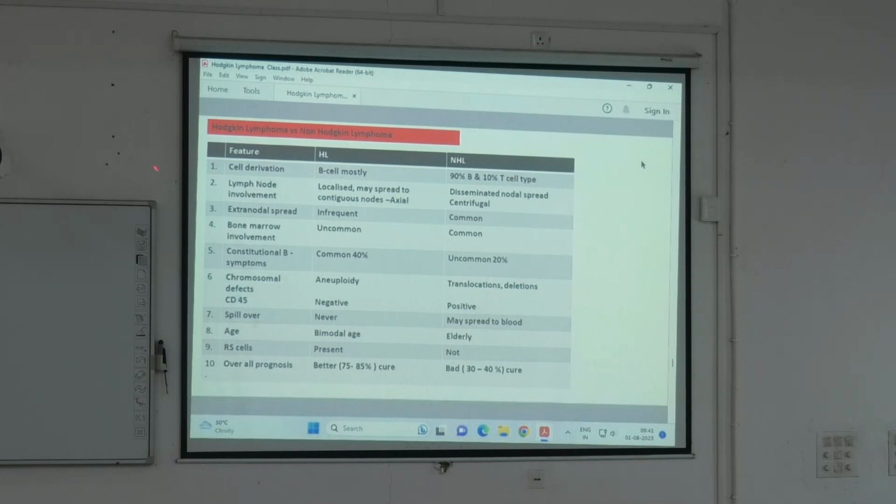Overall prognosis: Hodgkin lymphoma has a better prognosis, with 75 to 85% cure, and NHL has a worse prognosis, with only 30 to 40% cure. So whatever you remember of these differences, you can write; they will ask it in the exam or oral.